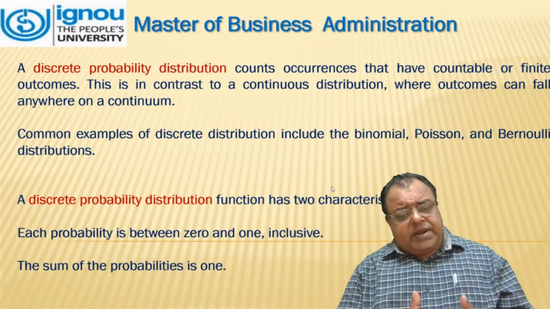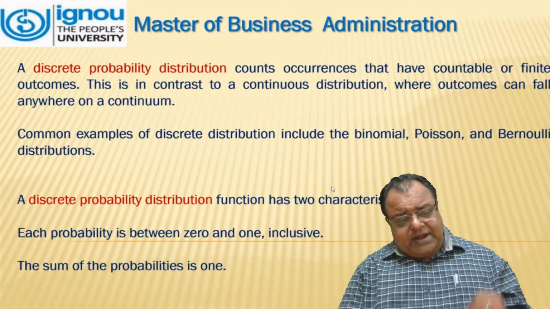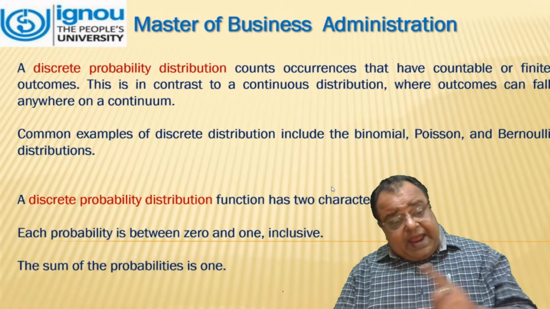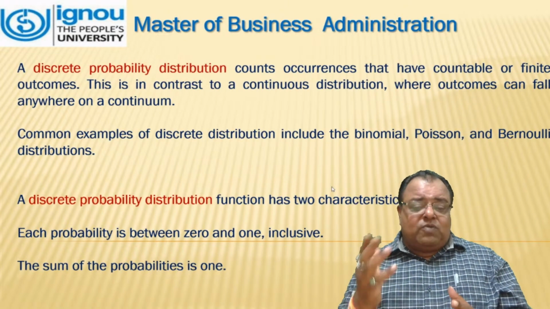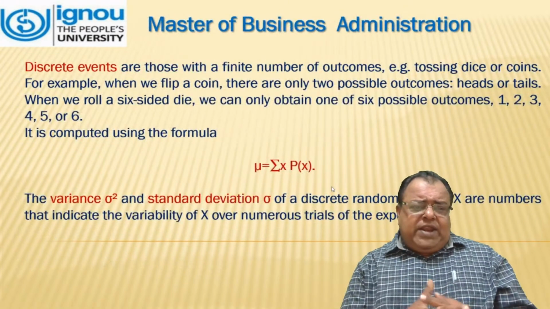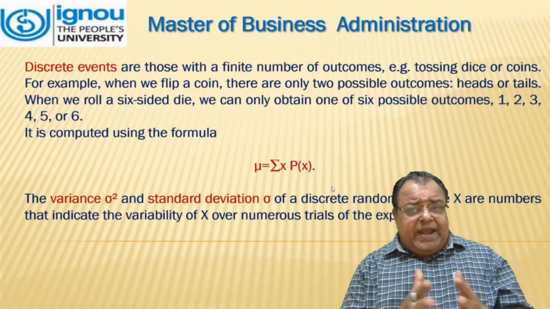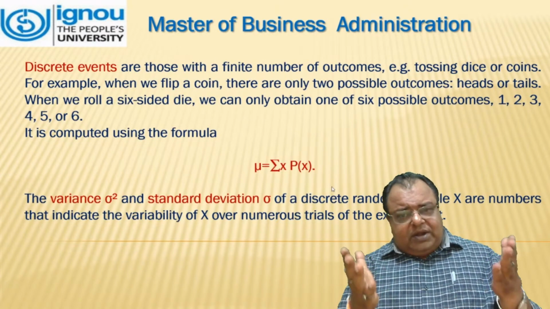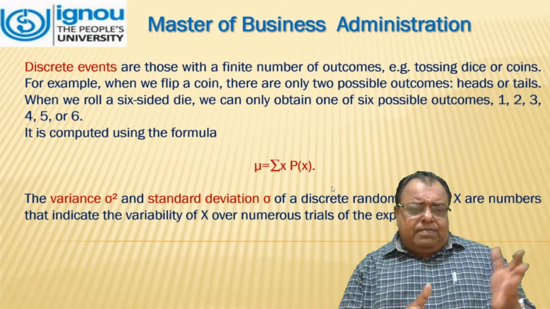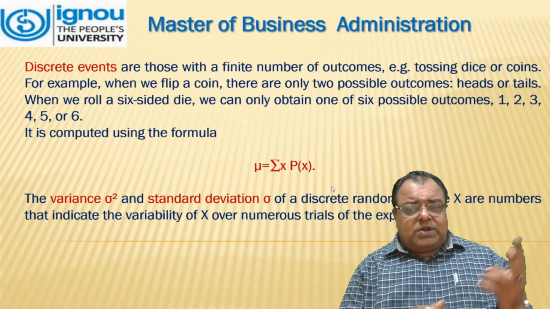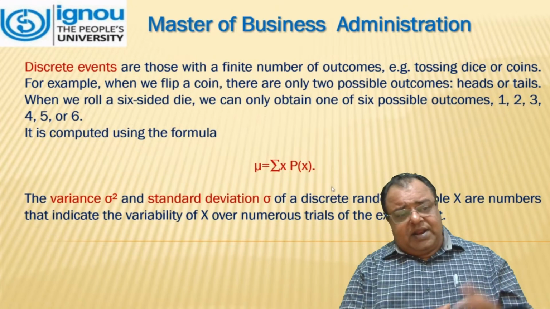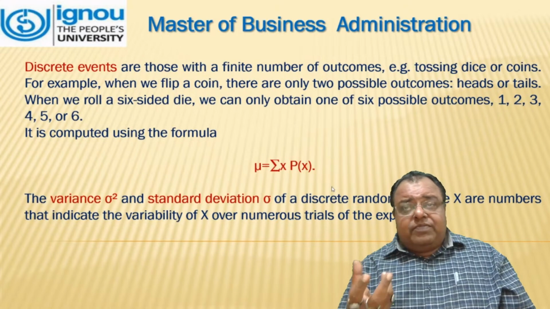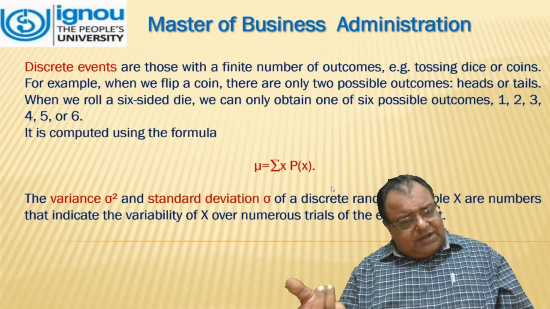A discrete probability distribution function has two characteristics. Each probability is between 0 and 1 inclusive, and the sum of the probabilities is 1. Discrete events are those with a finite number of outcomes, that is, tossing of a dice or tossing of a coin. For example, when we flip a coin, there are two possible outcomes, that is, either head or tail. But when we roll a dice, we get an outcome 1, 2, 3, 4, 5, 6.